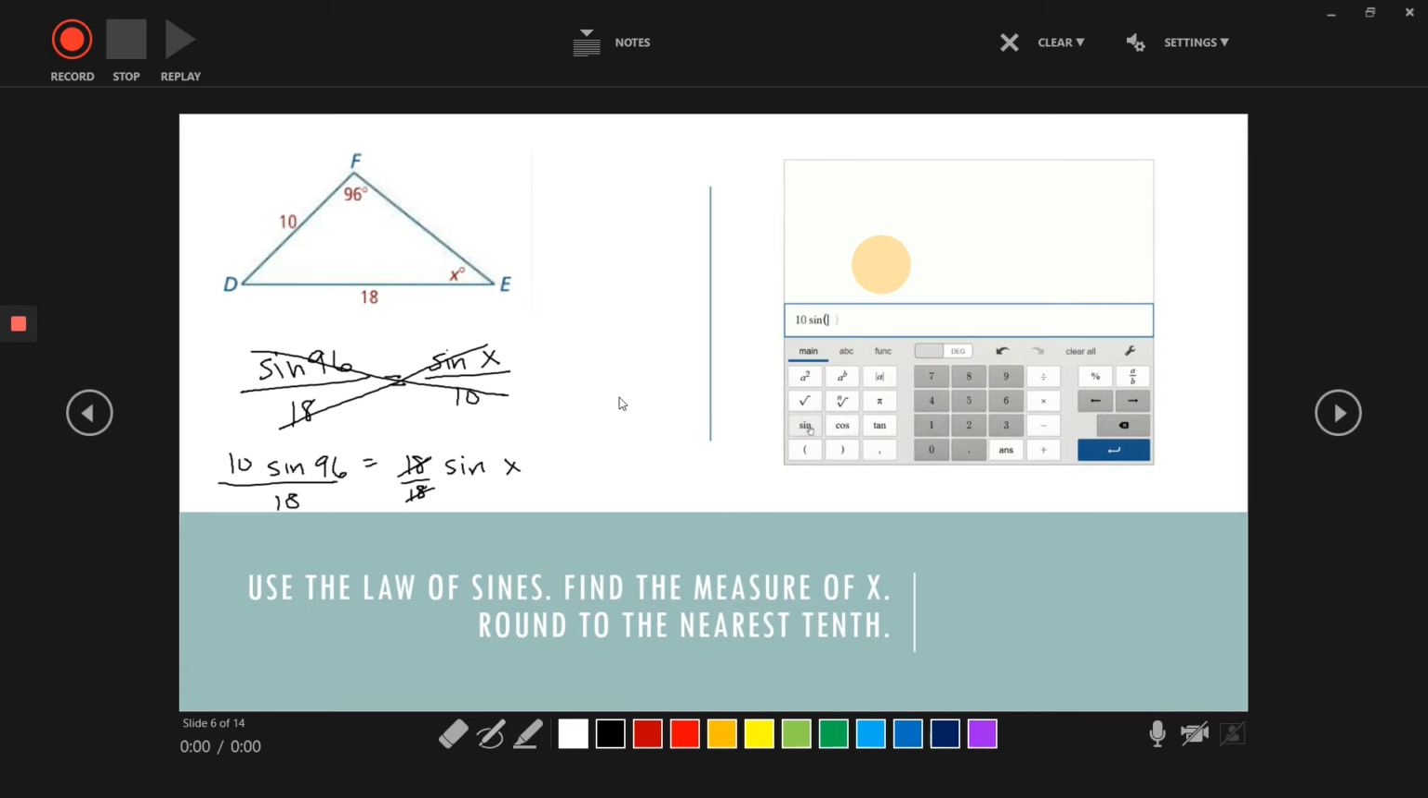All right, so 10 sine 96. I discovered that you don't actually need the first set of parentheses. Look, it automatically divides it correctly. See how it's all over the 18, so it's fine. So what we've got now is the sine of x. In here, we're going to go to functions, and we're going to do the sine inverse. To undo a sine, you do a sine inverse. And I'm just going to pop that answer in there. Okay, so now we have our angle measure. We got rid of the sine, and what's left is our angle measure, 33.5 degrees.